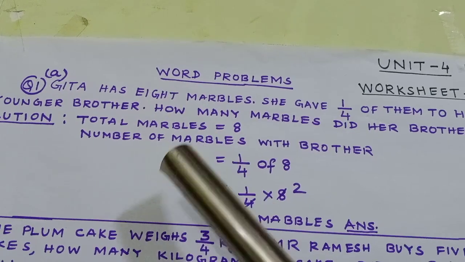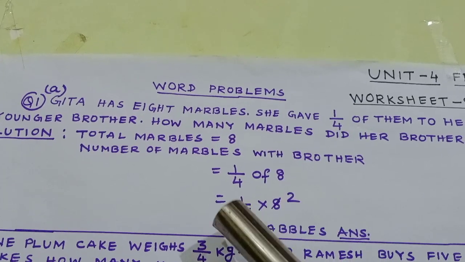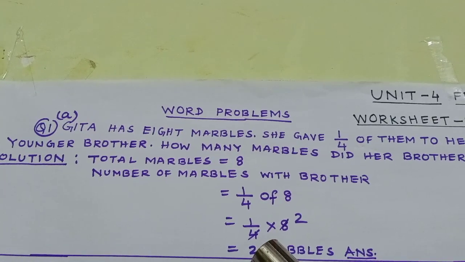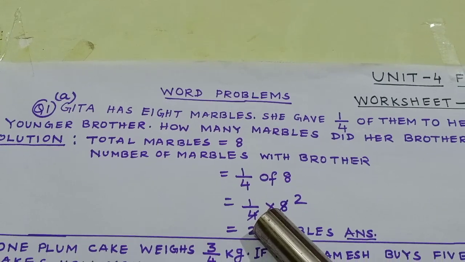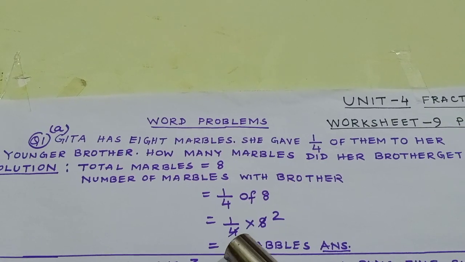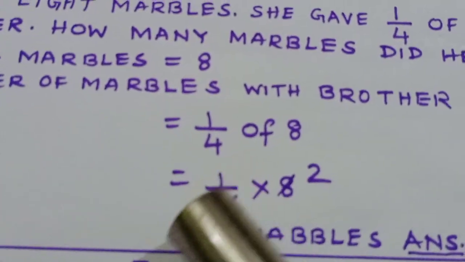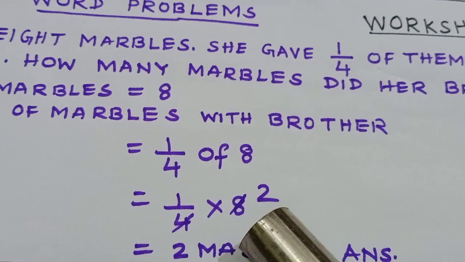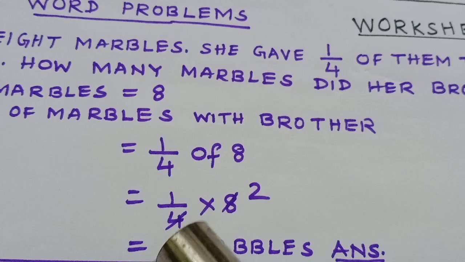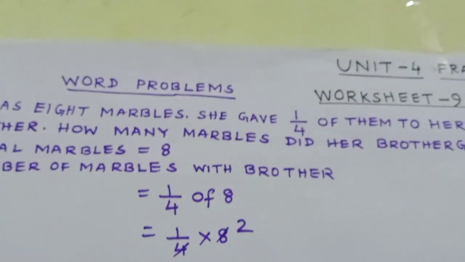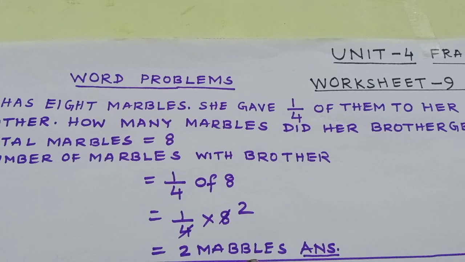1/4 of 8. Now see, what is of? Of means you will have to multiply. Of is nothing but we have to multiply. So now instead of of we will write multiplication sign. So it will be 1/4 into 8. Now you know how to make it in simpler form. 4 into 8, so 2 marbles is the answer. So younger brother will get 2 marbles. So he is happy now.